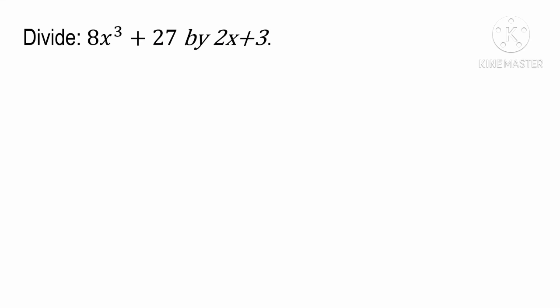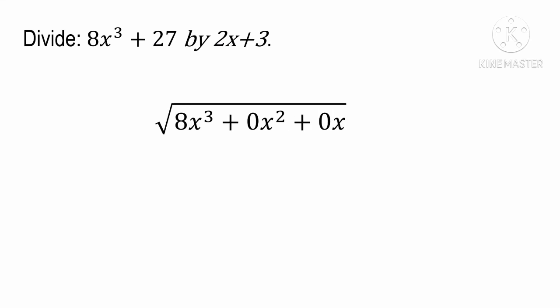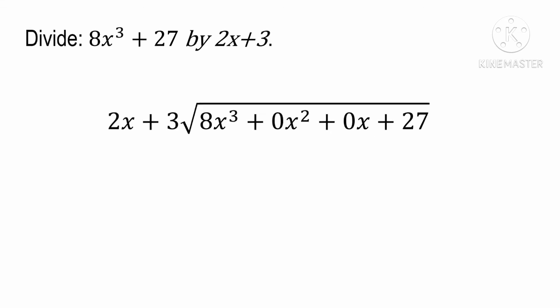Divide 8x cubed plus 27 by 2x plus 3. So sa atong dividend nga 8x cubed plus 27, wala siya x squared, wala po siya x. So ato siyang fill-an sa pag-divide. 8x cubed plus 0x squared plus 0x, and then dito na dayon ang plus 27 nga constant. Then divided by 2x plus 3. So, since complete na ang dividend, na fill in na ang zeros, then we can start now.